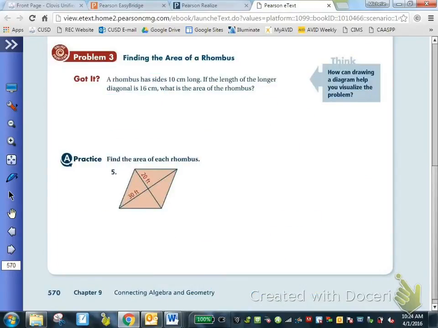Okay. So, we're going to do number 3 because it gives us information a little differently, and it's really helpful if you actually draw the picture. So it says that a rhombus has sides 10 centimeters long. So all my sides are the same. So I'm going to draw a rhombus.